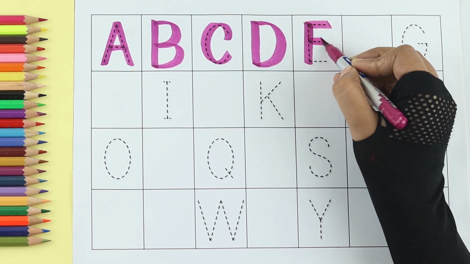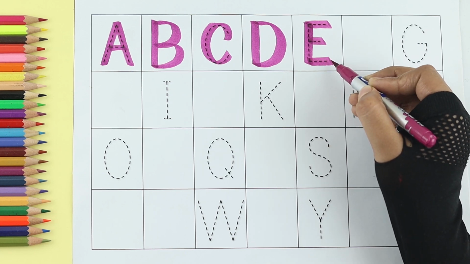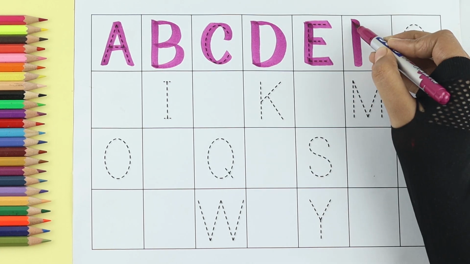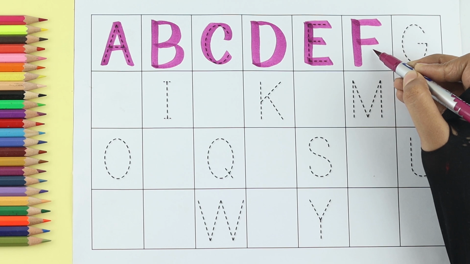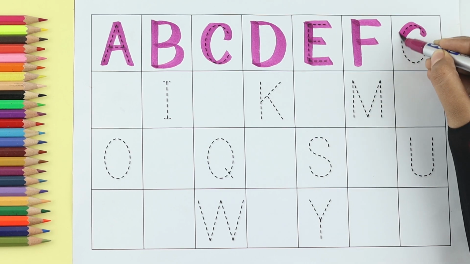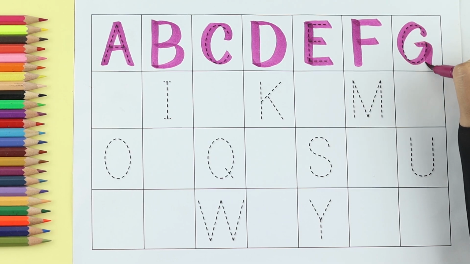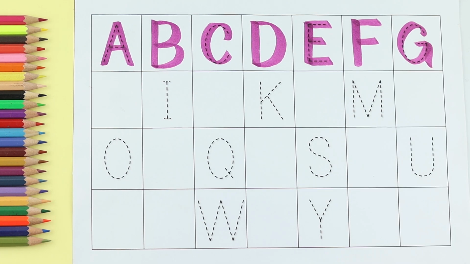E for elephant, E for elephant. F for fish, F for fish. G for grapes, G for grapes.